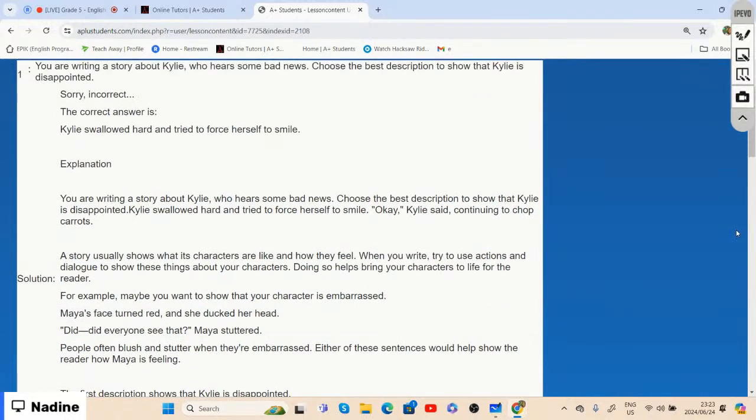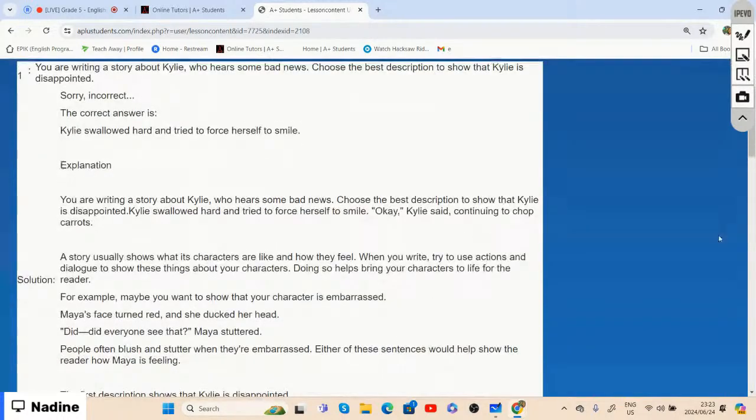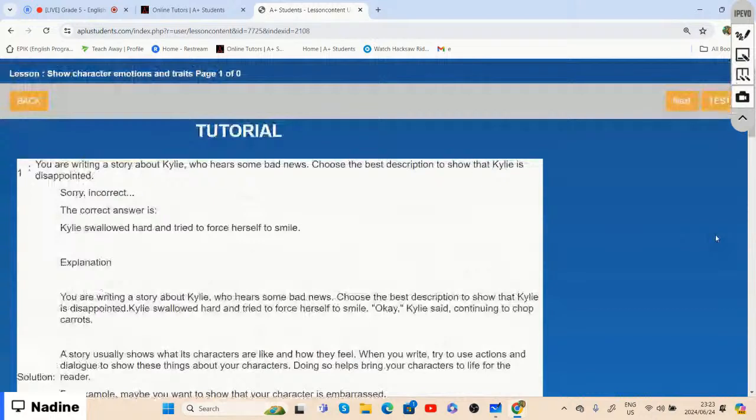All right. So we're going to look at a few examples, right, of how characters are being described, right? Because now we're going to be showing the characters' emotions and the different traits of the characters, right?